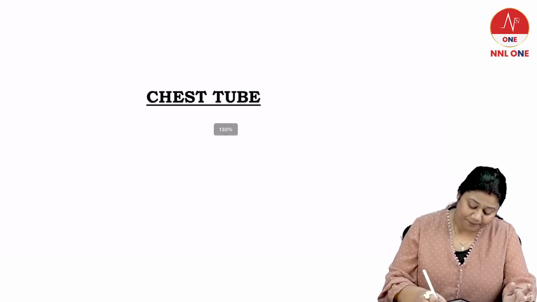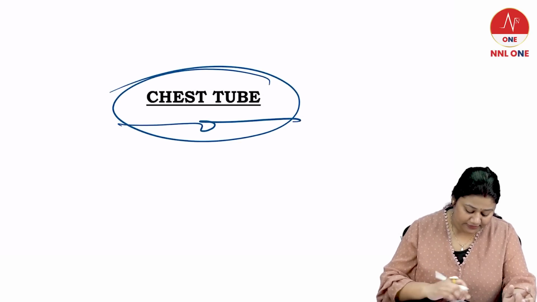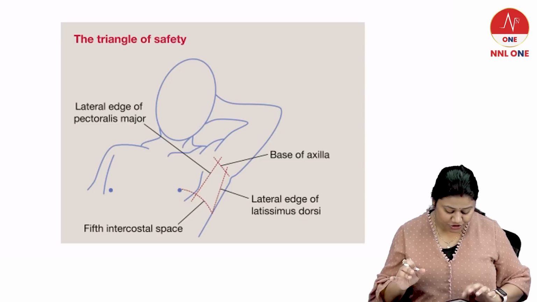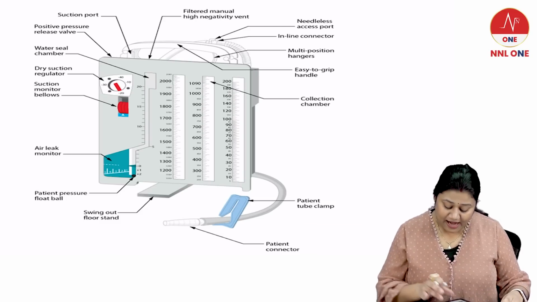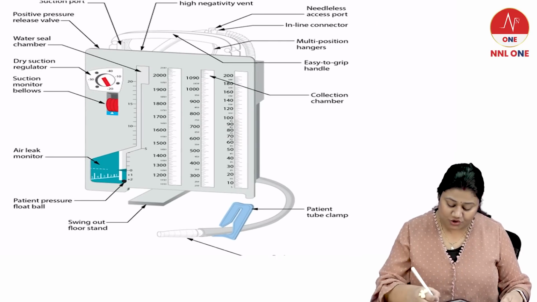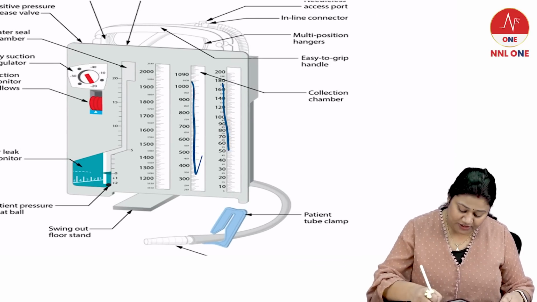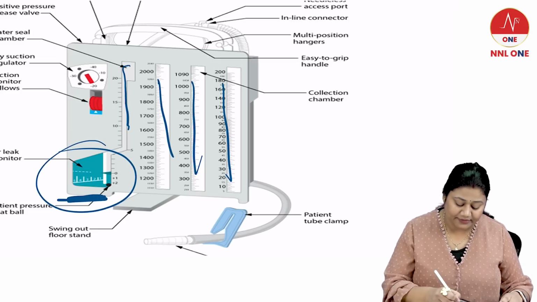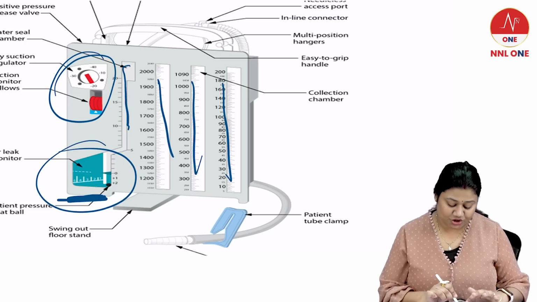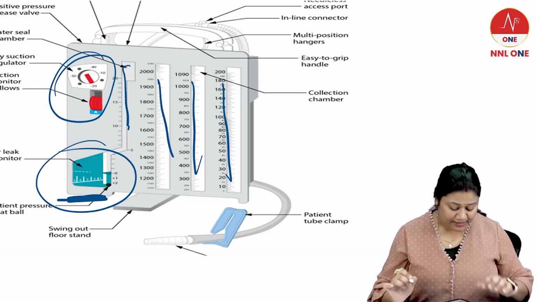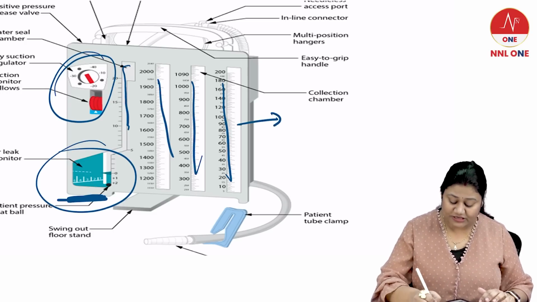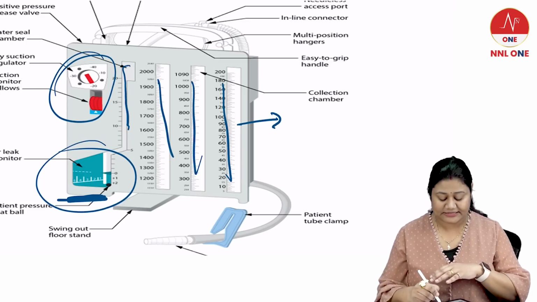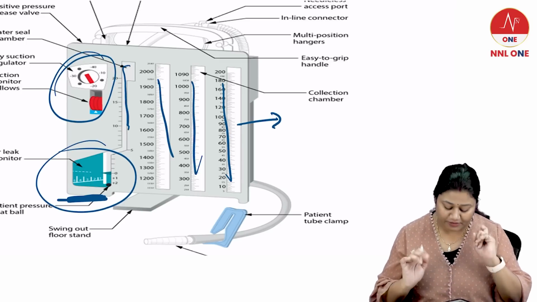Next, another volatile topic is your chest tube drainage. Under the chest tube drainage, these are the important one-liner points. This is how your chest tube drainage looks. Always make sure this is your collection chamber, this is the water seal chamber. Under the water seal chamber we have the air leak monitor, and this is your dry suction chamber which has a suction bellow, right? One by one: once your collection chamber is completely full, do not empty it. We have to replace it. Point number one.